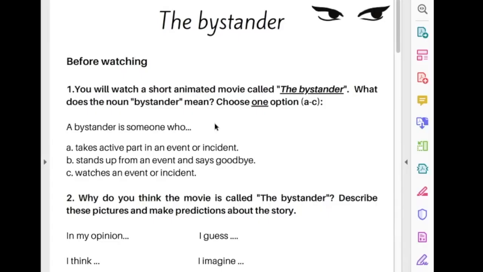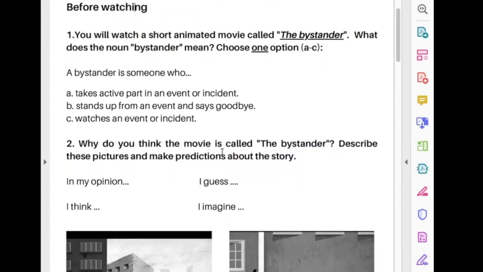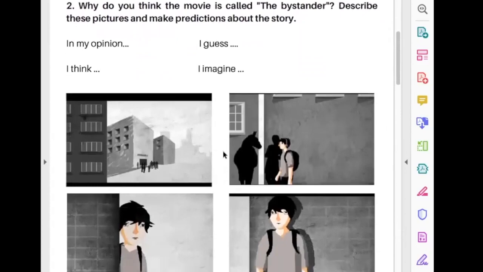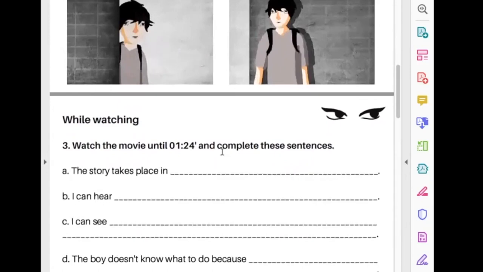So what's your basic lesson structure here? Well, I usually follow the same structure, either for watching videos or texts or listening audios. It's before, while, and after. And then I sometimes include a focus on lexis and language, but not always.